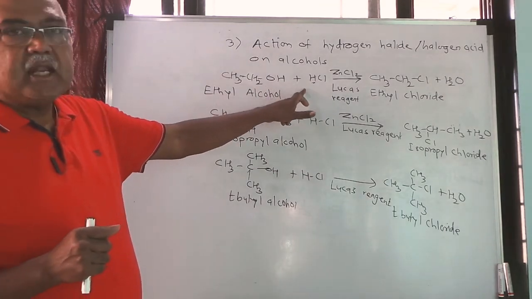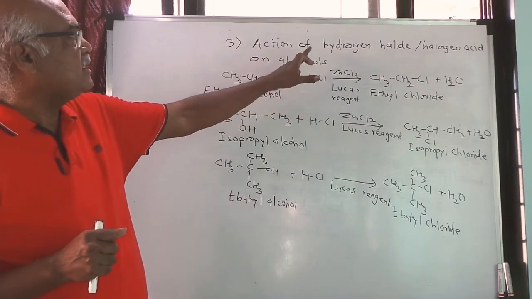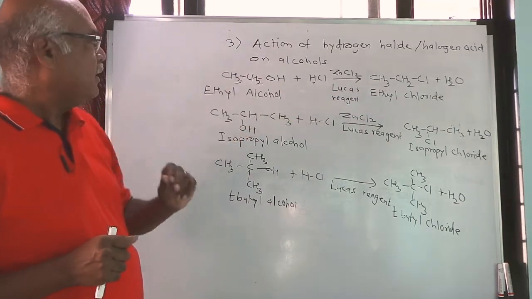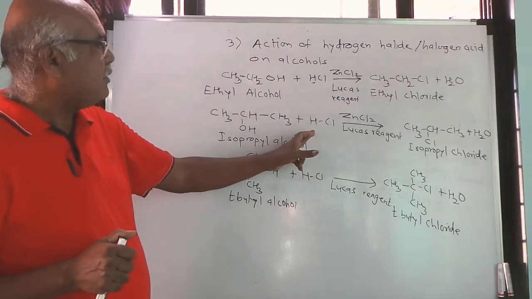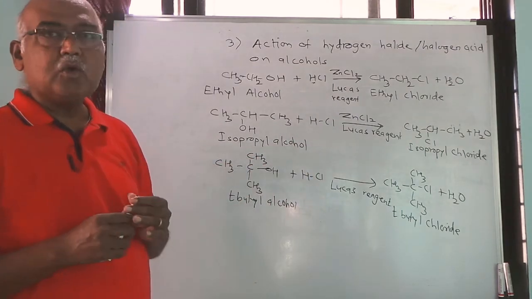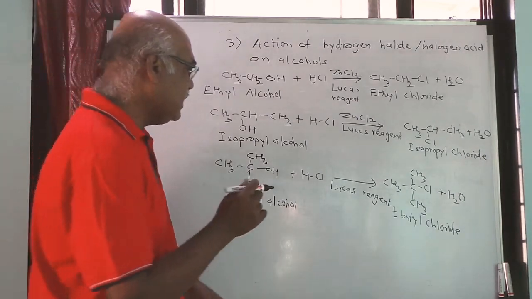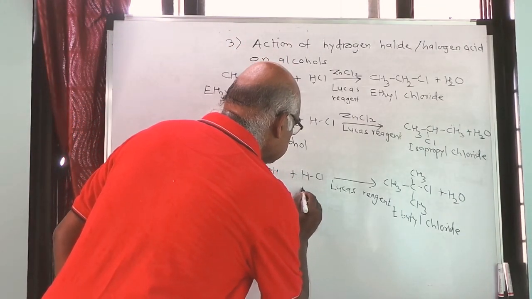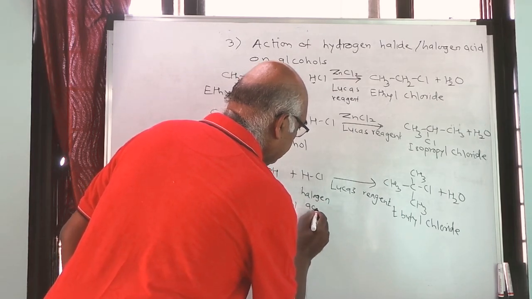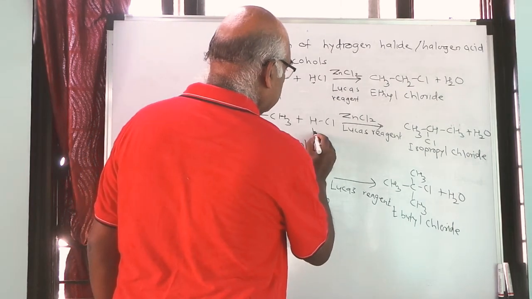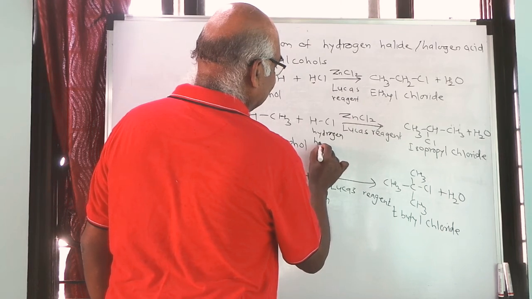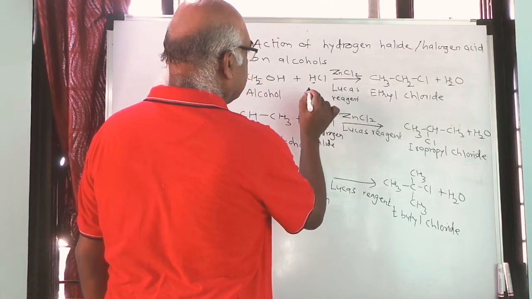When I have taken ethyl alcohol, I have taken HCl, that is hydrogen halide, so this is hydrogen chloride. For isopropyl alcohol, again I have taken HCl, that is hydrogen chloride. And for tertiary alcohol, I have taken HCl, this is hydrochloric acid, so this is halogen acid.